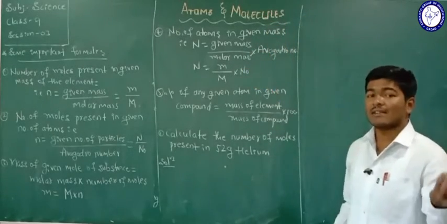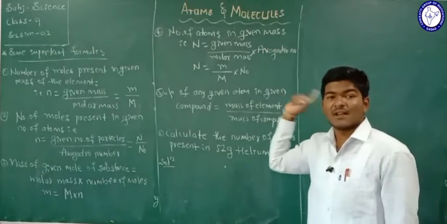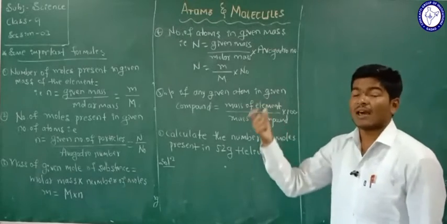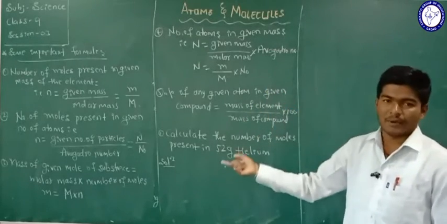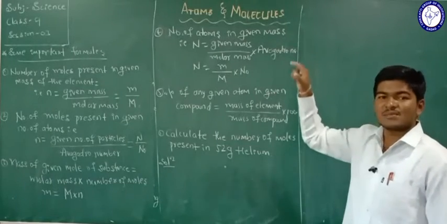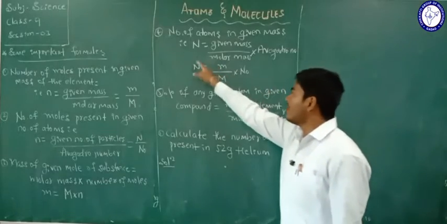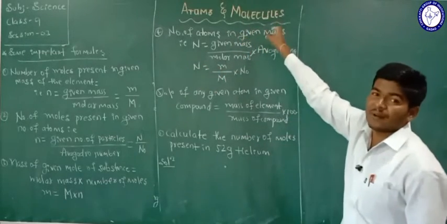We have to calculate the molar mass by using the atomic mass of oxygen. The atomic mass of oxygen is 16, so the molar mass is 16 gram per mole, into Avogadro number. Avogadro number is 6.02 into 10 raised to 23. By putting in the values, we get the number of atoms present in 60 gram of oxygen.